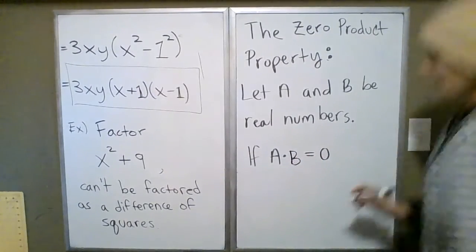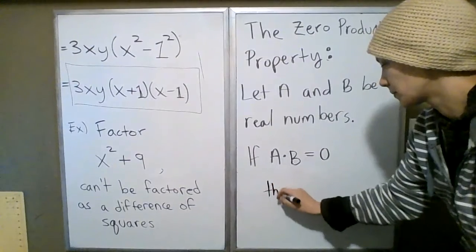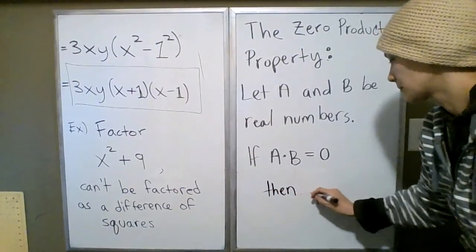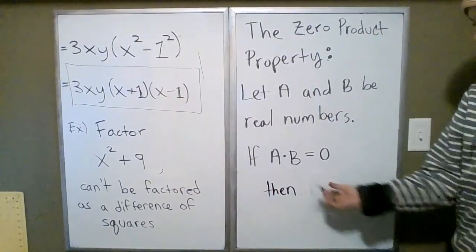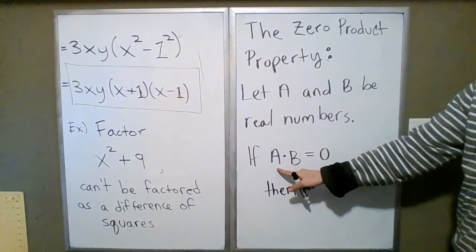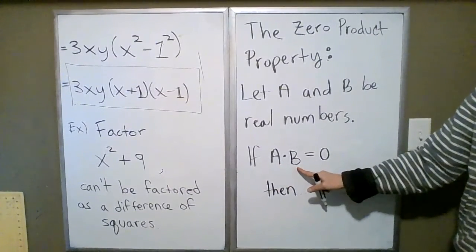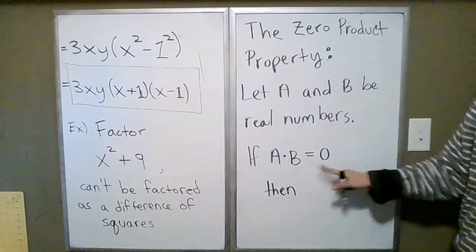Okay, if A times B is 0, then either A has to be 0 or B has to be 0 if you want to have a result of 0 from that product.